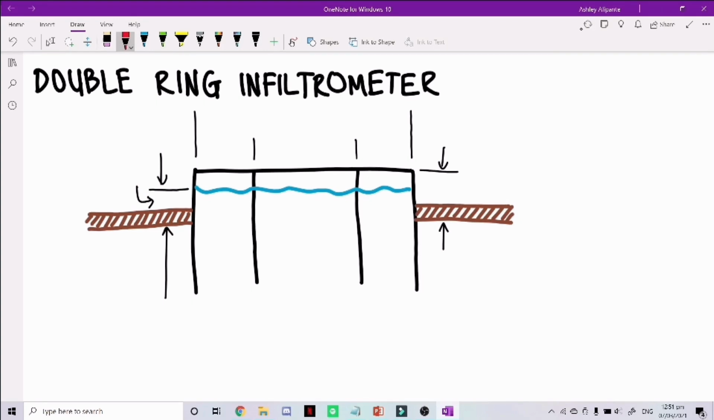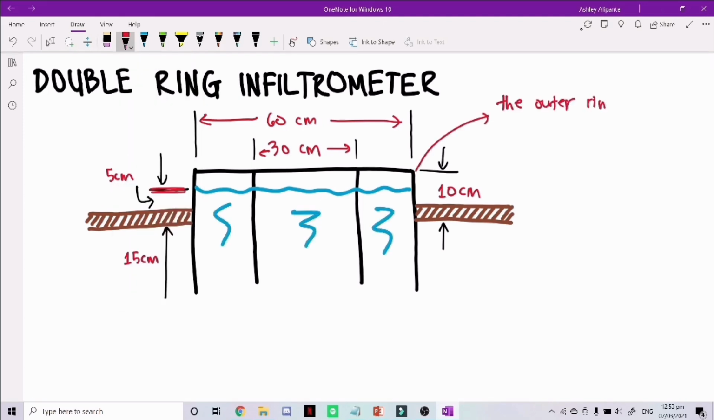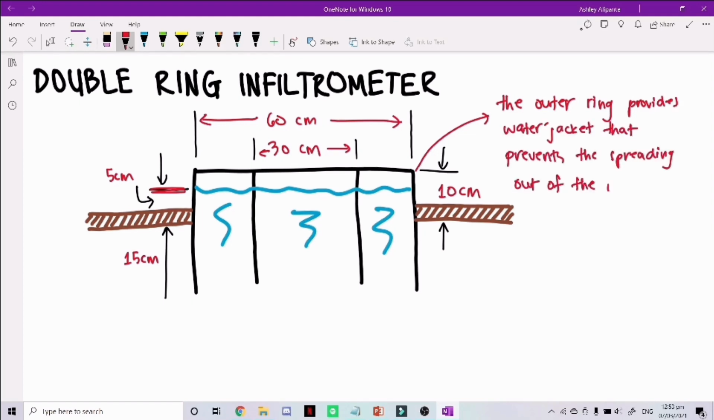Now, the double ring infiltrometer is most commonly used since it is designed to overcome the basic objection of the tube infiltrometer. We can see that there are two sets of concentric rings with diameters of 30 centimeters and 60 centimeters and a minimum length of 25 centimeters. The two rings are inserted into the ground, and water is applied into both of the rings to maintain a constant depth of 5 centimeters. The outer ring provides a water jacket to the infiltrating water from the inner ring and hence prevents the spreading out of the infiltrating water of the inner ring.